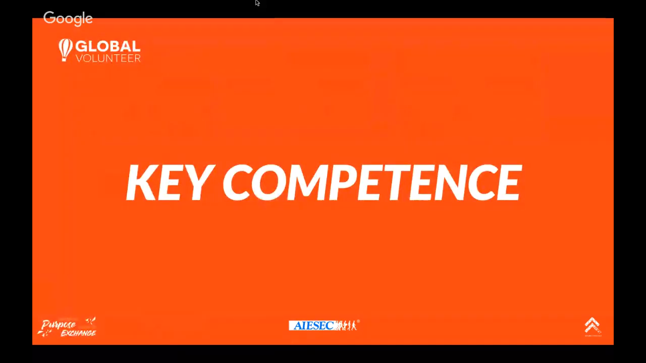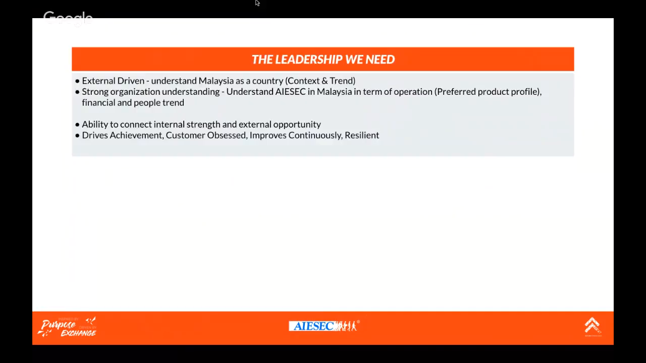Okay, so with the proposed structure, here are the few key competencies that you can look into. For people relevant to PD4iGV, you need to be very externally driven to understand Malaysia as a country. Second, you need to have a very strong organization understanding. You have to understand Isaac in Malaysia in terms of operation, preferable product profile. You need to know financial and people trend. So you don't need to go to that extent. Financial and people trend is more for you as a VP or you as a PIC or director of PD4iGV. But for members themselves, you just need to make sure that they understand IGV projects.